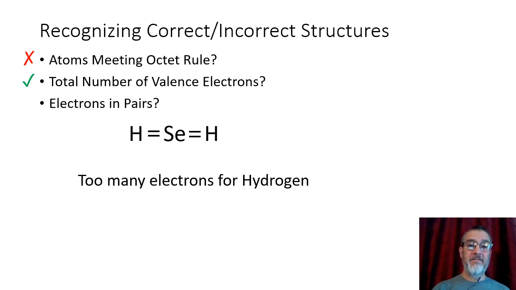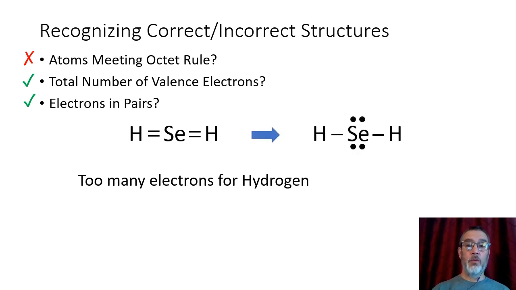And if we look, we have 4 bonds. Each bond is 2 electrons. So indeed, the total number of valence electrons in this case is correct. And are the electrons showing up in pairs? Well, each electron is showing up in a bond, and so each bond is a pair of electrons. So that's 1, 2, 3, 4 pairs of electrons. So it does meet that criteria. But the atoms are not meeting the octet rule, so this is an incorrect structure.